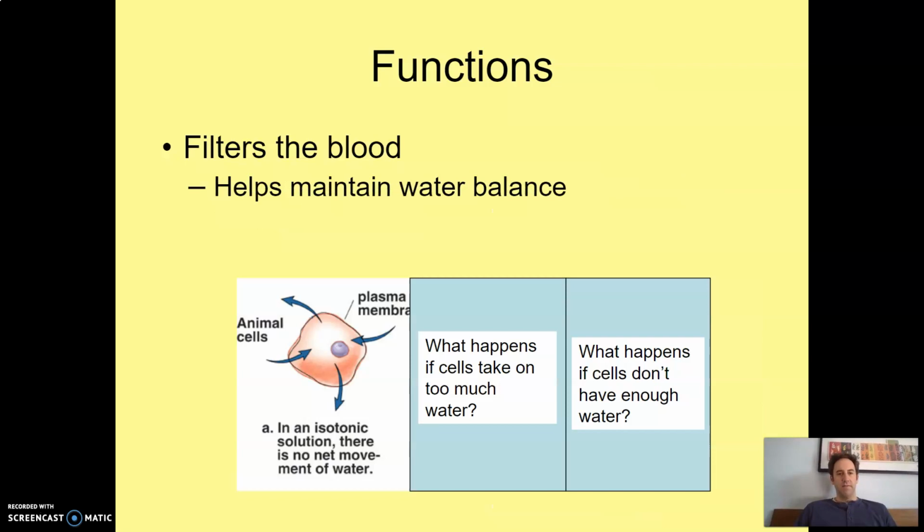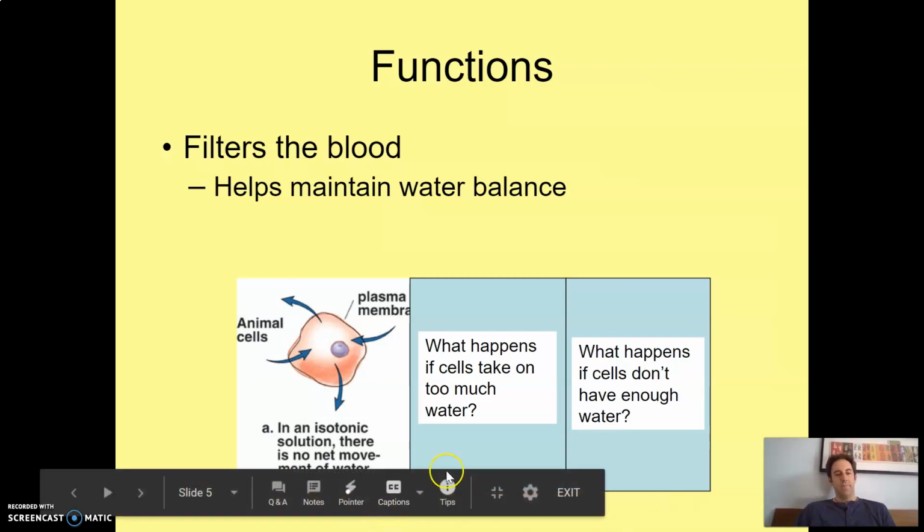Another function of the urinary system is it helps maintain water balance. So while it's doing this filtering, it can control how much water goes into the urine versus how much water is retained by the body to make sure all your cells are nice and happy. And maybe you remember this from bio last year. You may remember this term isotonic, and that means that there's the same solute concentration inside the cell as outside the cell. And so water goes in, water goes out, and it's all nice and happy and balanced.